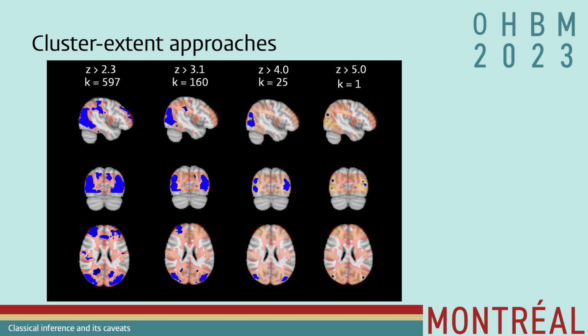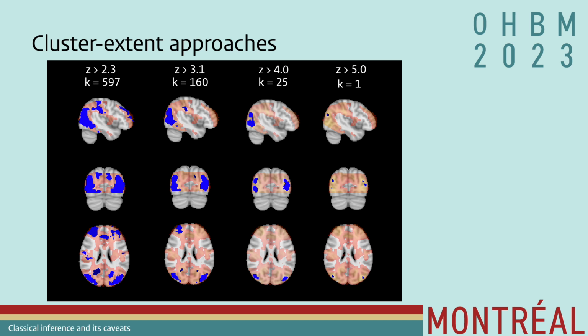On the far left, you can see a Z threshold of 2.3. Everything below 2.3 is discarded, and we count the number of contiguous clusters that are above this Z threshold. The associated K value is 597 voxels. So a cluster under this Z threshold and under the smoothness of the data should be at least 597 voxels big in order to be called significant, yes or no. And you can see that the clusters that remain are pretty large and widespread.